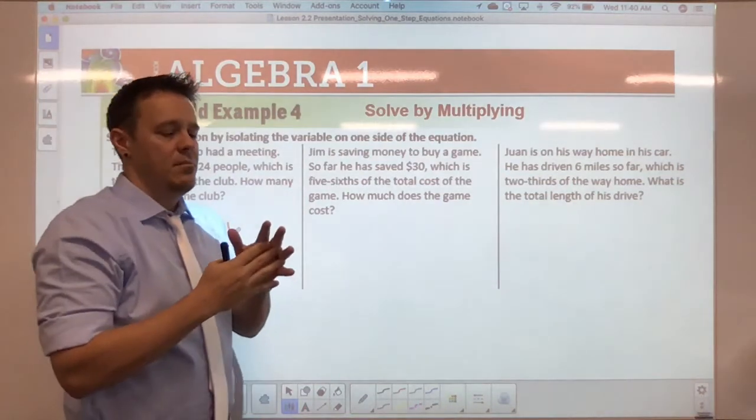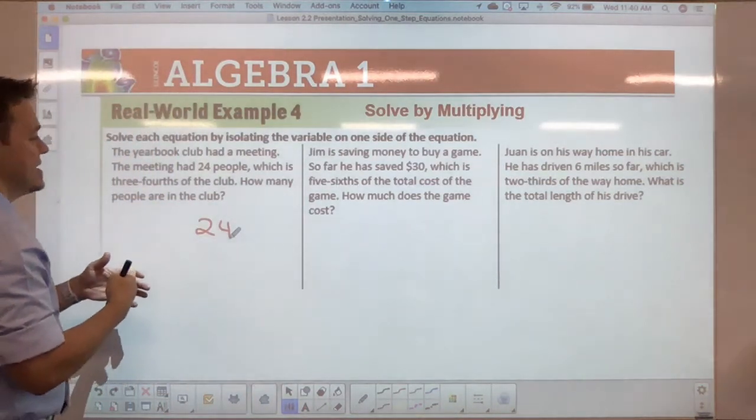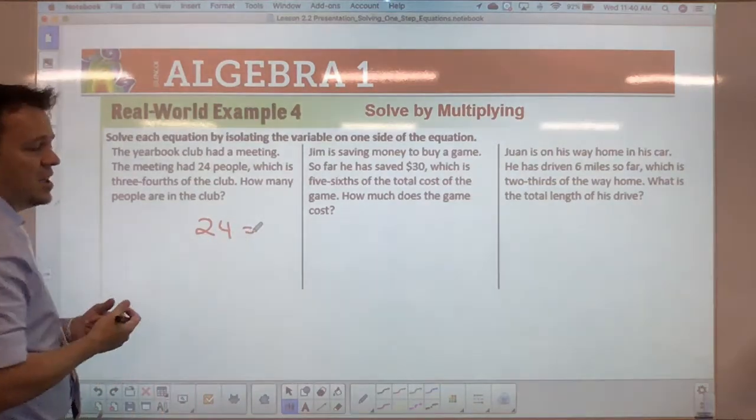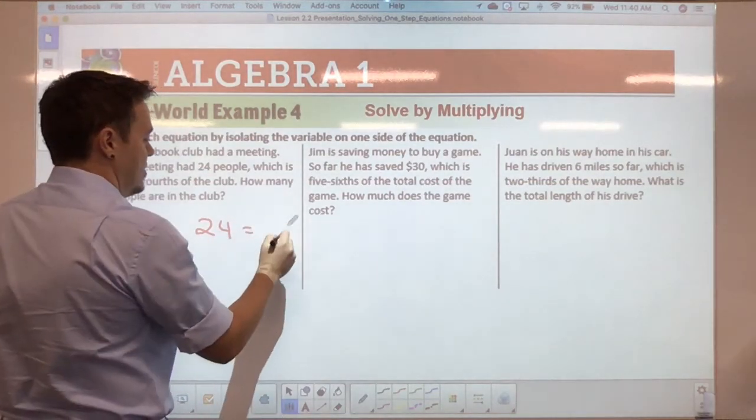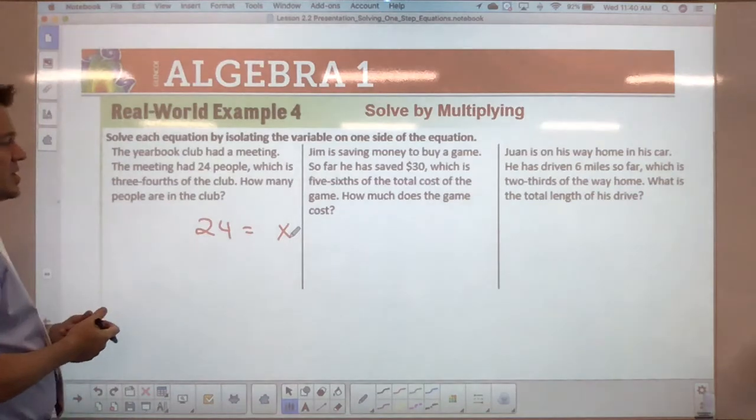So what does that mean? What it asks is, do we know how many people are in the club? The answer is no, we do not. So that would be an X. How many people are in the club?